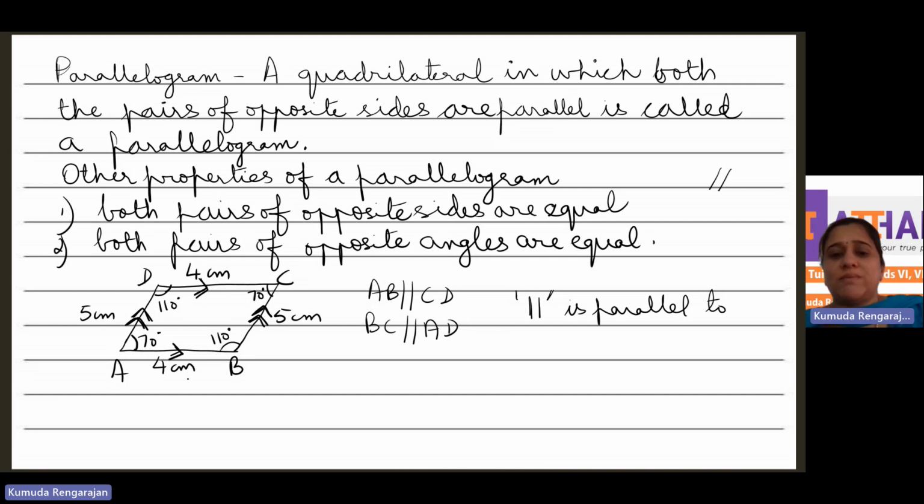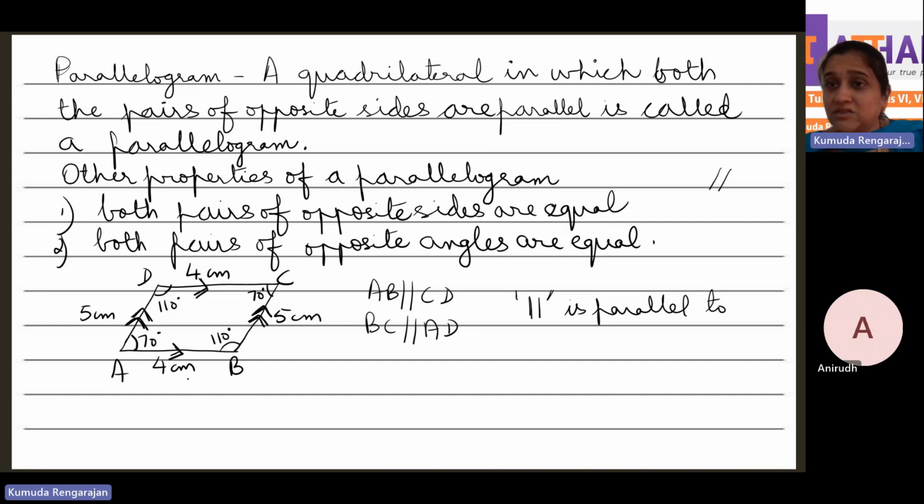Now what are the other properties of a parallelogram? Not only are the opposite sides parallel, the opposite sides are also equal in a parallelogram. So AB is equal to CD and BC is equal to AD. Opposite sides are equal. That's why you can see in the figure 4 centimeters each. And then BC is equal to AD.